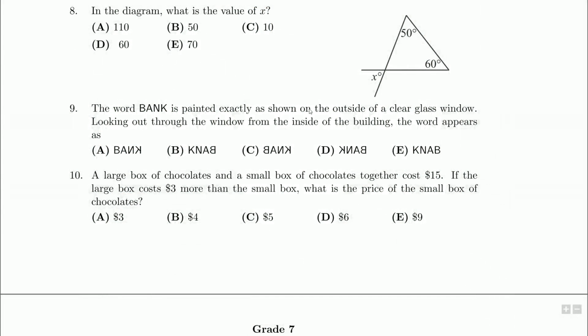We're going to be looking at our 9th question, coming from the 2007 Grade 7 level Gauss competition. Let's take a look at question number 9. The word bank is painted exactly as shown on the outside of a clear glass window. Looking out through the window, from the inside of the bank, the word appears as... Basically, we're looking at bank from the other side of the piece of paper.